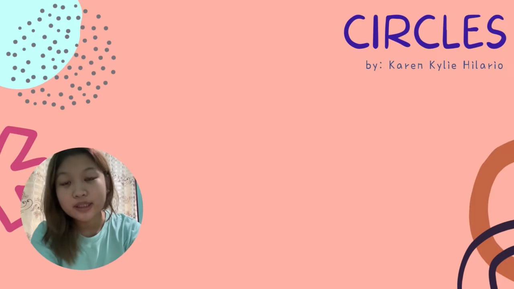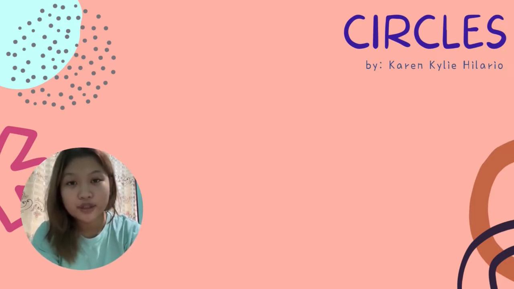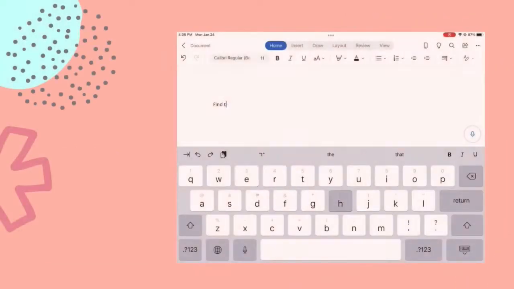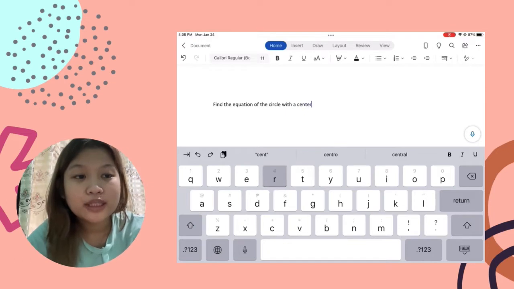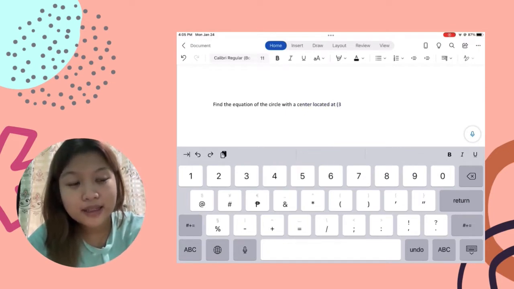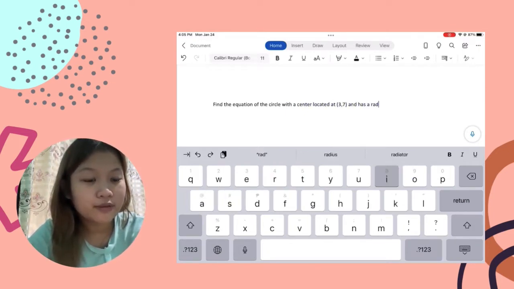And today I will discuss how to solve for the general and standard equation of a circle. In this problem, we are tasked to find the equation of the circle with a center located at (3, 7) and has a radius of 5.